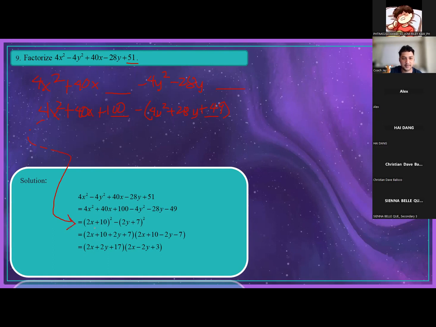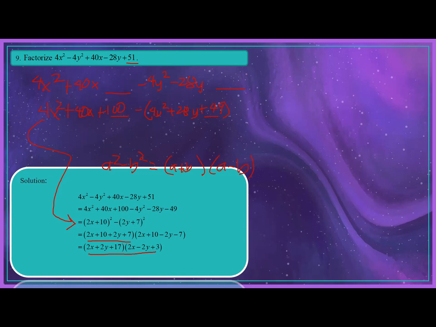So completing the square from here, this would be the equivalent: 2x plus 10 squared minus 2y plus 7 squared. Then using the difference of two squares, a squared minus b squared is a minus b times a plus b. Recall that we use that for the second to the last line, and after that, simplify and arrange. So you have that expression.